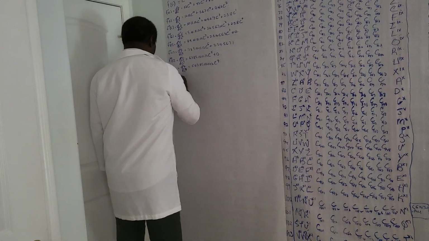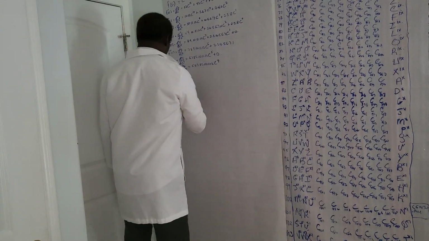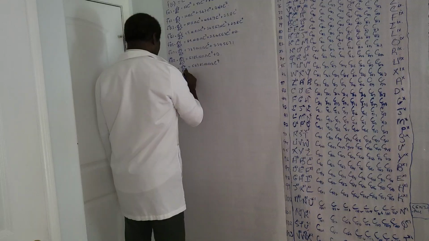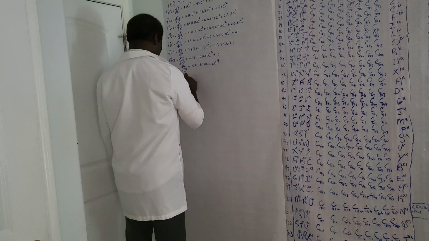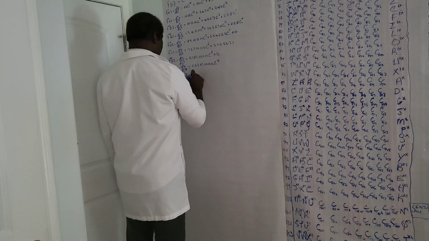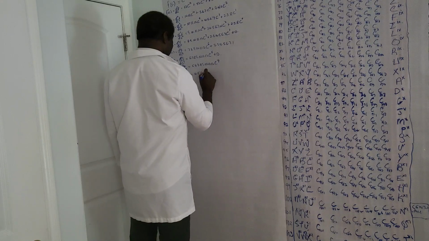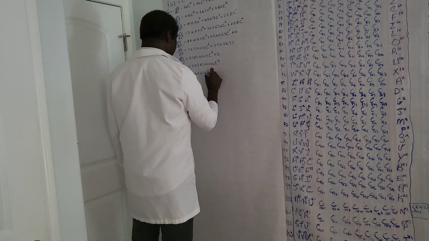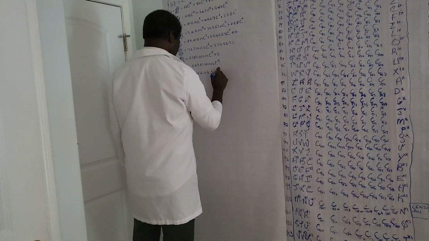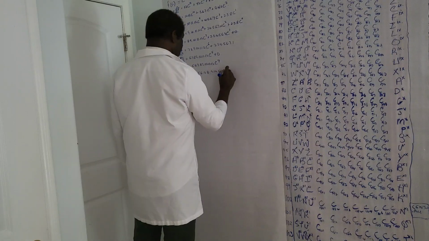The ninth derivative of f with respect to C is now equal to d9 of f by dc9. And that's equal to 4 times 5 times 6 times 7 times 8 times 9 times 10 times 11 times 12 C cubed.